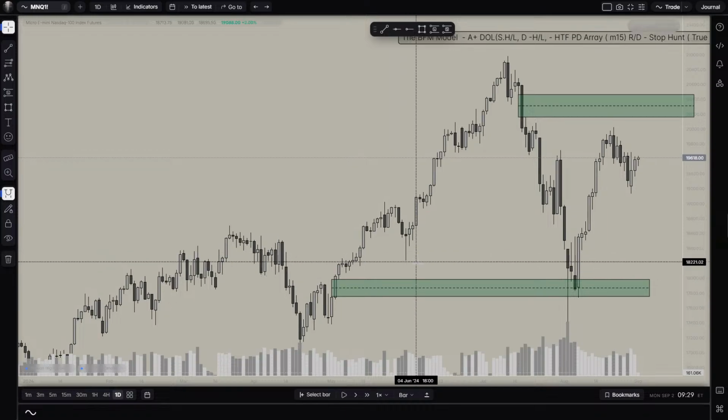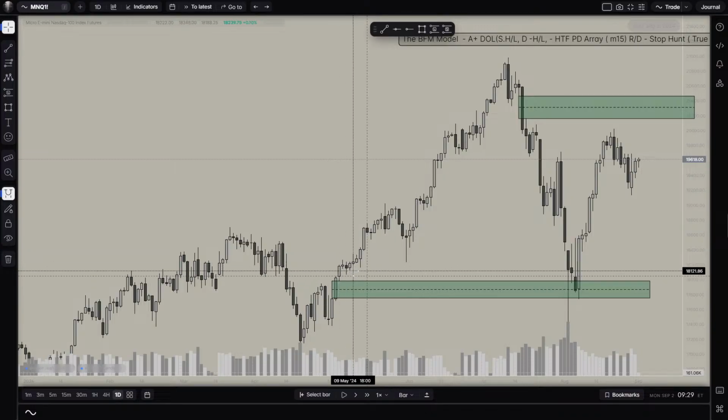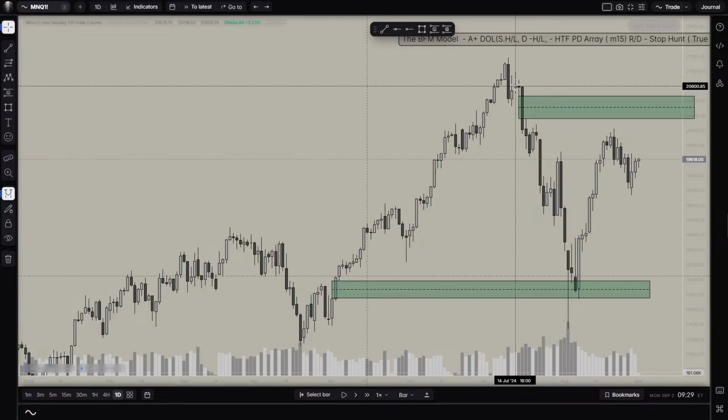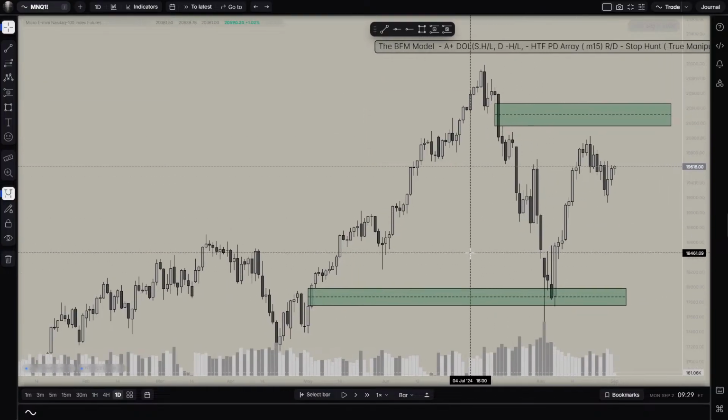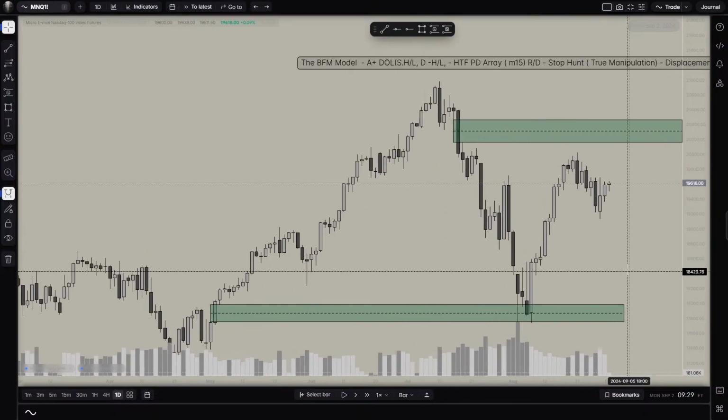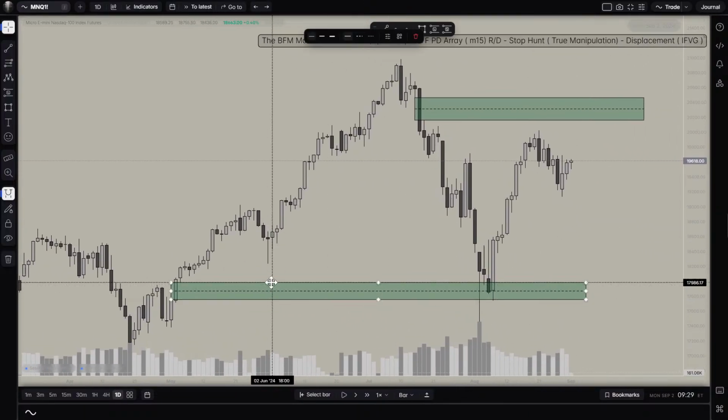That means there are a lot of orders here already. So what does price need to do? Price needs to tap into those orders to fill those orders. Okay, so these are A plus draw on liquidities.